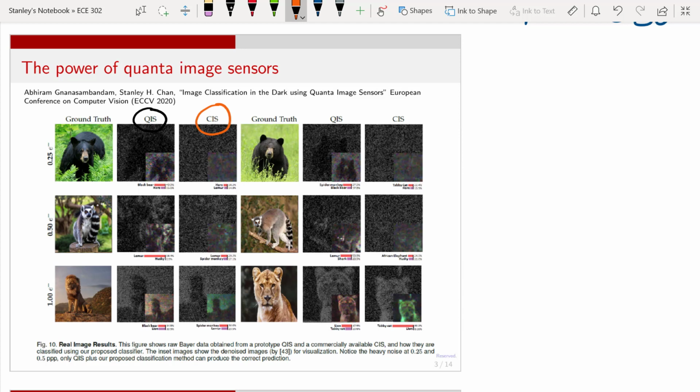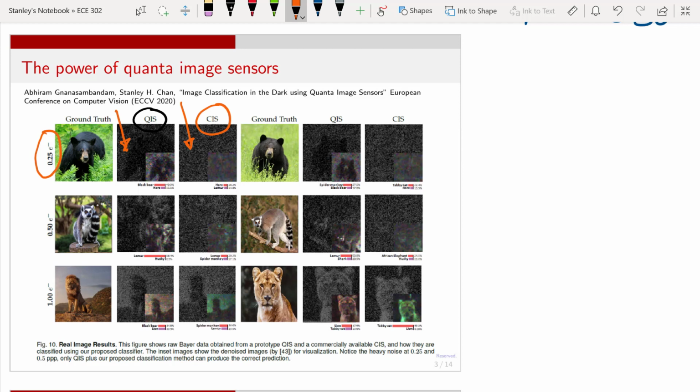So this is an image captured at 0.5 photons per pixel. Now 0.25 photons per pixel is an extremely dark environment. This is the image that the raw sensor sees. And here is the image that the raw CMOS sensor sees.